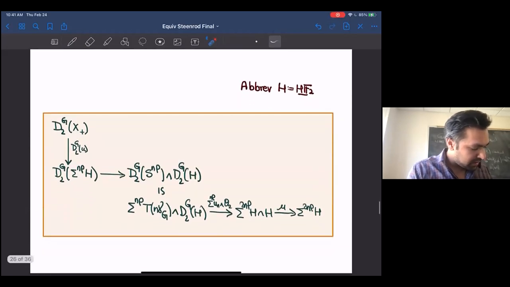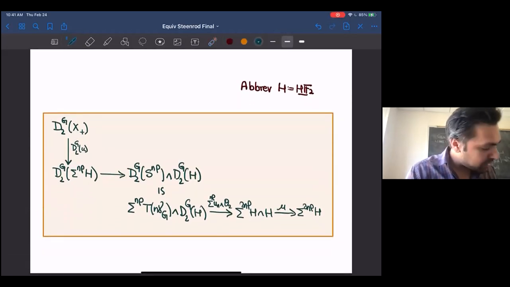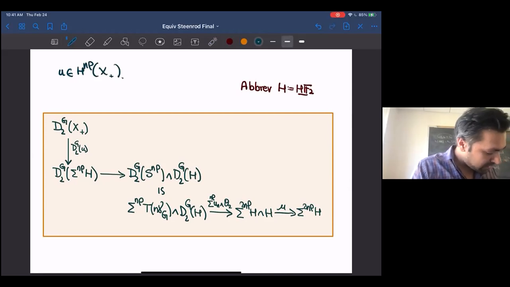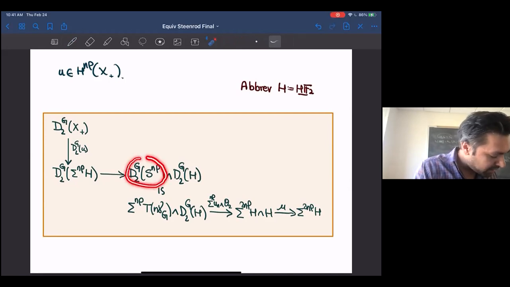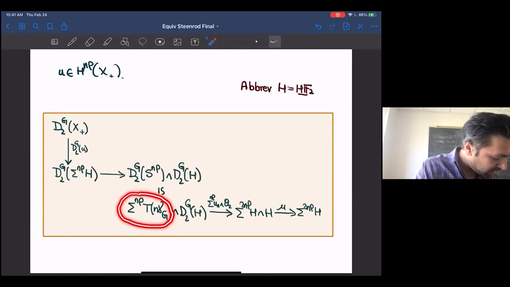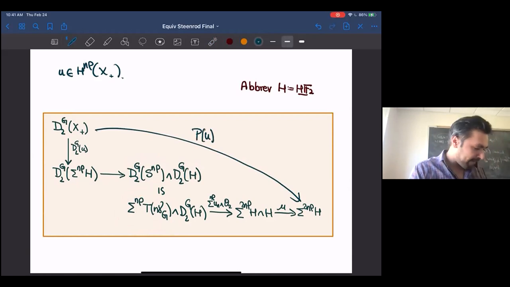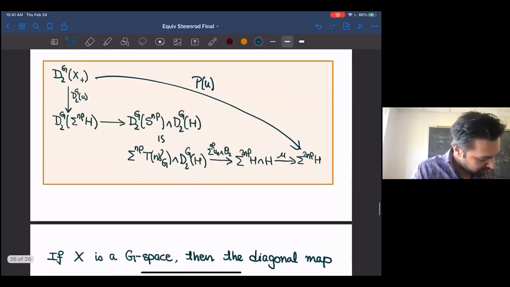So here is the diagram. If you start with the class U in H^{nρ}(X), then you can make the exact same analogy, except there is one fact that is needed: the second extended power of nρ is nothing but the suspension nρ of the Thom space of nγ_G. And so this composite is then going to be your P of U. Okay, so this is exactly the same.